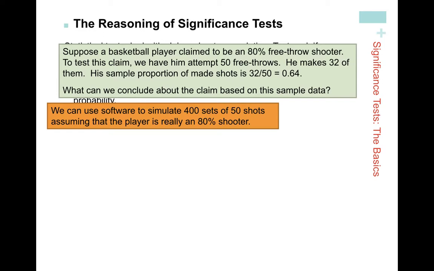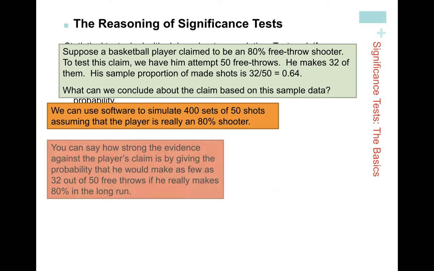So what we want to do is really look at the sampling distribution. We want to look at all possible samples of size n equals 50 for a person who really is an 80% free throw shooter. Now, that's not a finite population, that's an infinite population. So we can't get the actual sampling distribution, but what we can do is use computer software to simulate 400 samples of size n equals 50. And we set in the computer software that the true population proportion of success, p, is equal to 0.8. Okay. So this computer software is going to give us some sampling variability, right?